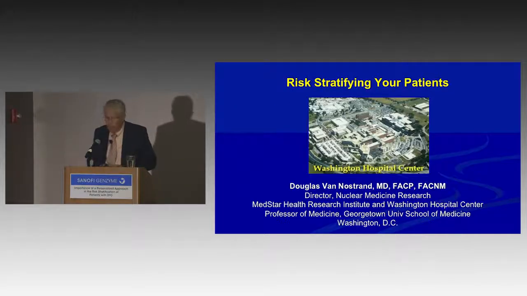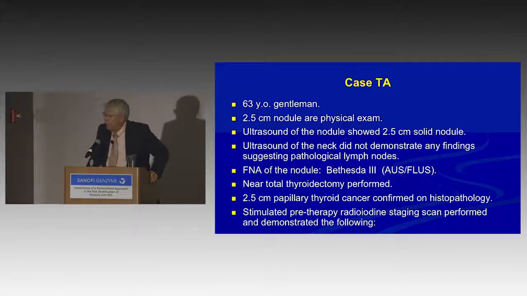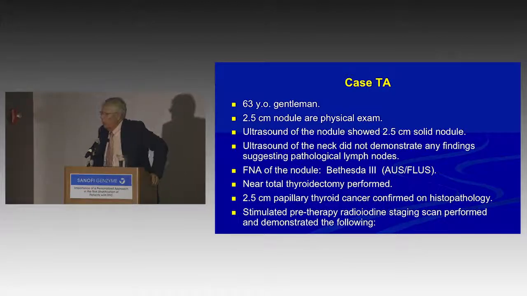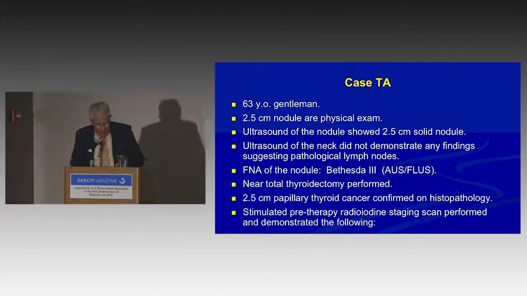So, a 63-year-old gentleman, 2.5 centimeter nodule. Physical exam, ultrasound, 2.5, solid, no findings really suggesting any pathological lymph nodes. Fine needle aspiration done, Bethesda 3, near total thyroidectomy performed. Some might argue with that, but for the sake of the case, this is what was performed. 2.5 centimeter papillary thyroid cancer confirmed on histopathology, and a stimulated pre-therapy radioiodine scan was performed and demonstrated the following.